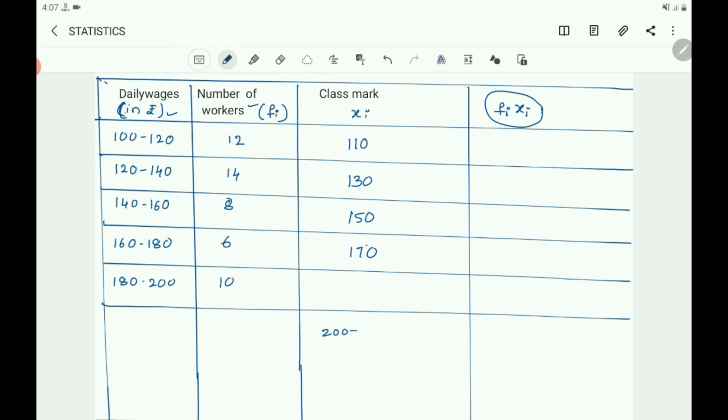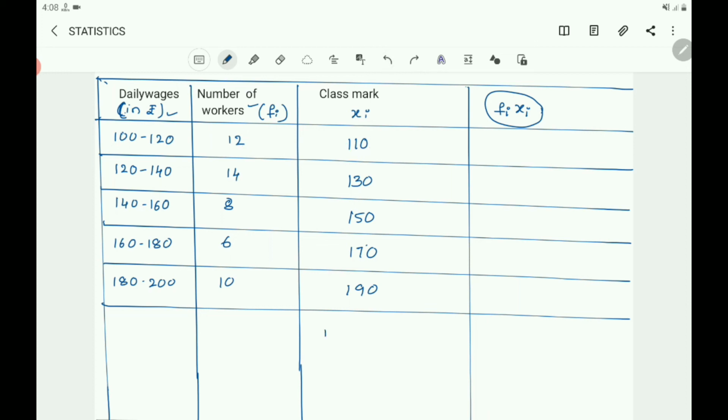Next you take 200 plus 180 by 2. That is 380, and 380 by 2 is 190. So you write 190. Next, Fi into Xi, the product of this and this.